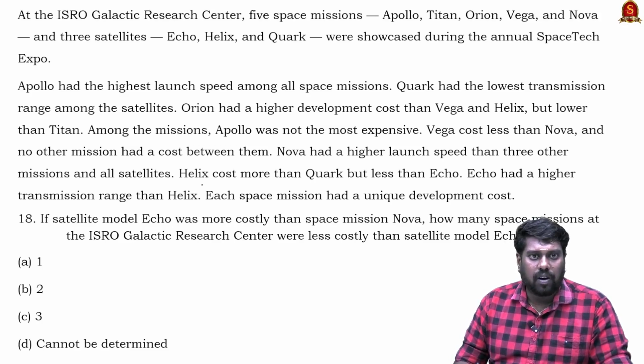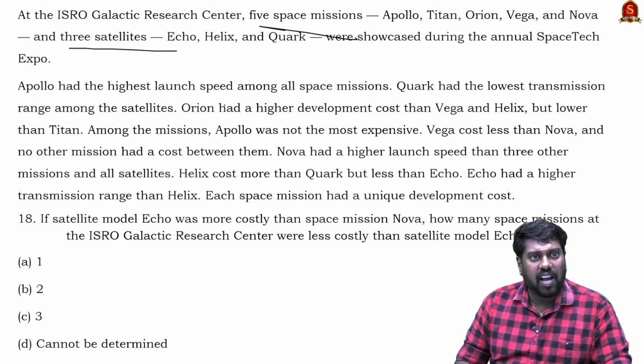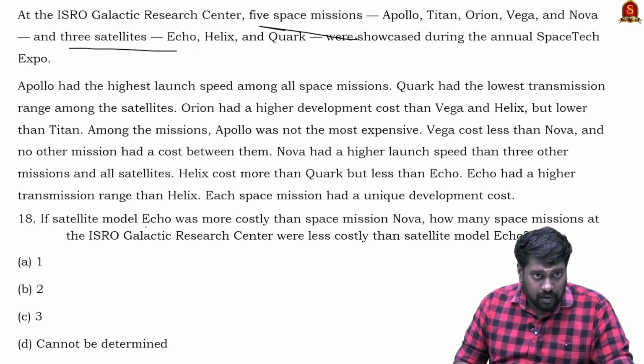See here, what is given in the first line of the question: Apollo, Titan, Orion, Vega, Nova are 5 space missions and 3 satellites, Echo, Helix and Quarks. If you see the statements and the questions which are present to you, the comparison is given with respect to the 5 space missions separately and the 3 satellites separately. But you see the question here: if the satellite model Echo was more costly than the space mission Nova.